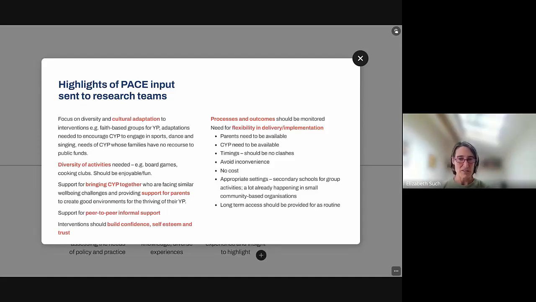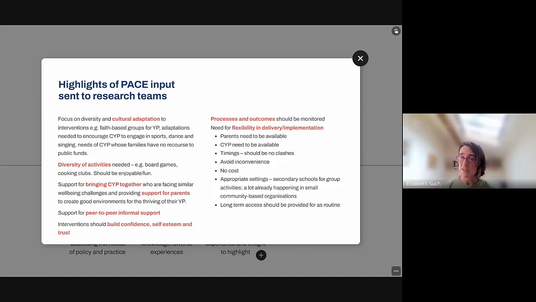And we did this with research teams as well, research teams that have conducted studies. The things that came out were really helpful for the research teams that were part of the evidence jam and for the discussion with decision makers, which included the council and the ICB, so the local NHS infrastructure. We were advised to focus on things like diversity, cultural adaptation of interventions, diversity of activities, bringing children and young people together and supporting parents, also supporting informal peer-to-peer work and making sure that interventions built confidence, self-esteem and trust.